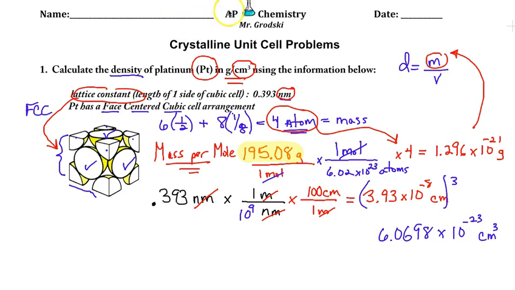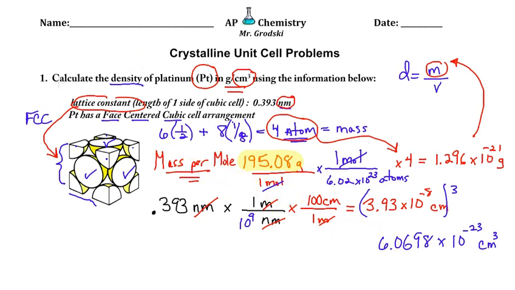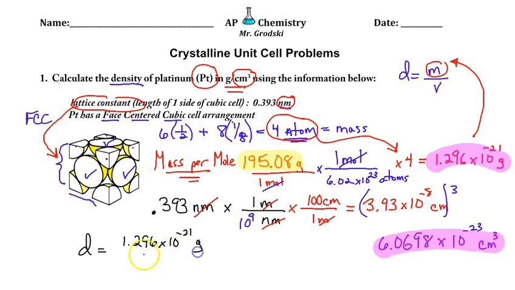So now I'm ready to rock and roll. Now that I have my volume, and my mass per 4 atoms, and the volume that fits in that side, I can now calculate. Density is equal to 1.296 times 10 to the negative 21 grams. Don't forget your units. It helps to make sure you're doing these things right. Over 6.0698 times 10 to the negative 23 centimeters cubed. So I'm going to get grams per centimeter cubed, which is what we want here.